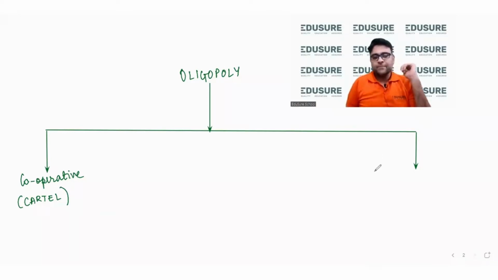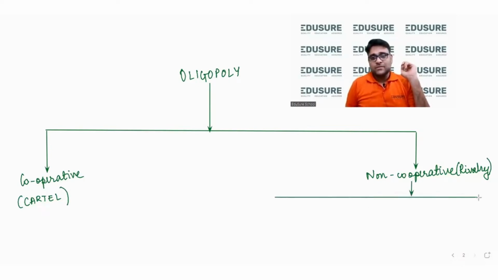Yes, Debolina, that is correct. E-commerce can also be an example of oligopoly. The other case is non-cooperative. Non-cooperative is also often called rivalry. There is rivalry between firms. Under the rivalry concept, there are two kinds of rivalry that are possible between oligopolies.